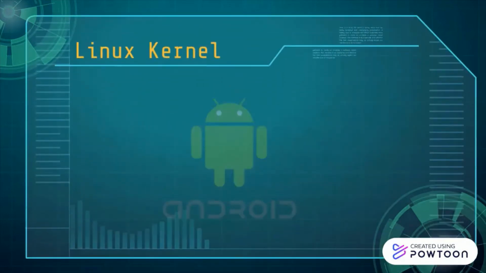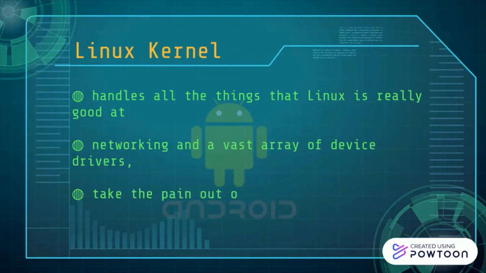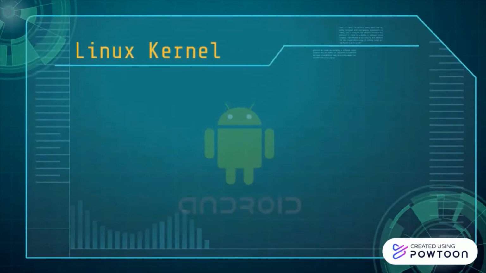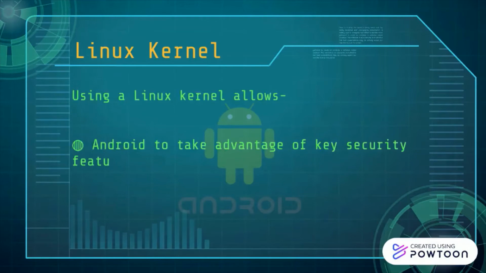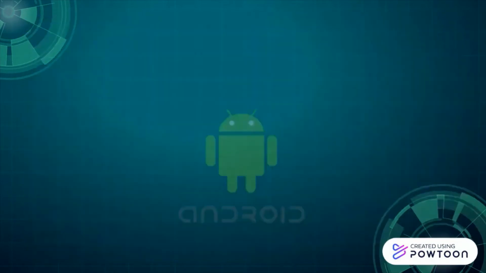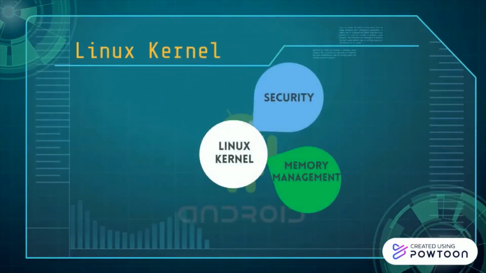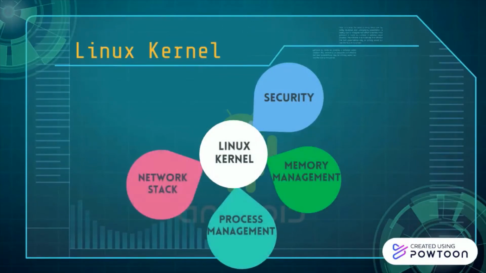Also, the kernel handles all the things that Linux is really good at, such as networking and a vast array of device drivers which take the pain out of interfacing to peripheral hardware. Using a Linux kernel allows Android to take advantage of key security features and allow device manufacturers to develop hardware drivers for a well-known kernel. The features of Linux kernel are security, memory management, process management, network stack, driver module.